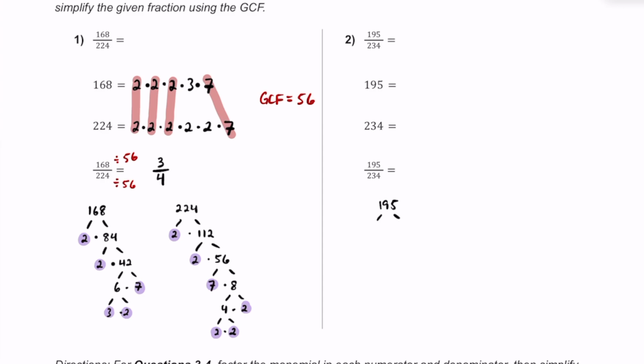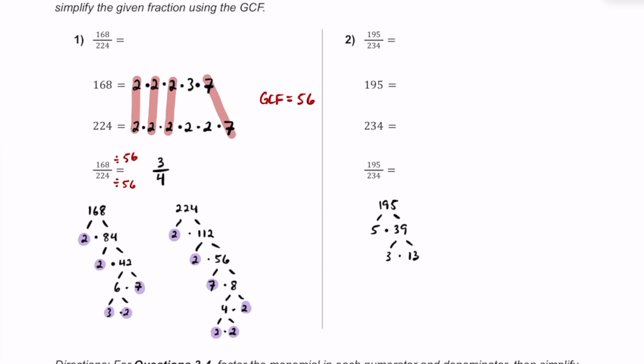195 isn't divisible by 2. You could divide it by 3, but I think 5 is going to come a little bit easier to most people here. I think it's going to be 5. I know 5 times 40 is 200, so 5 times 39 must be 195. 39 is divisible by 3. Looks like 3 times 13.